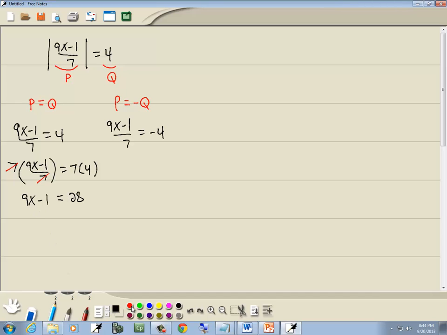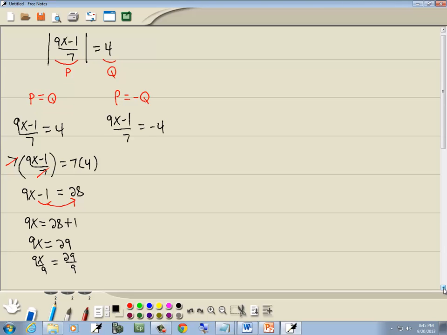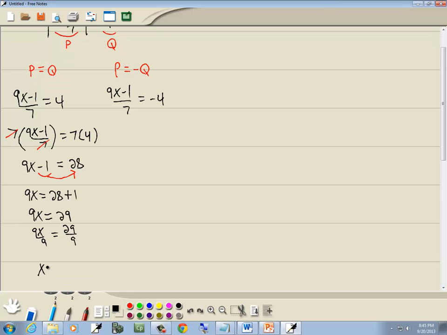Get everything with an x on one side, numbers on the other side. So I'm going to take the negative 1, move to the right side. Remember, when you take anything across your equals, your sign changes. So our constant term, the negative 1, becomes a positive 1. Combine together numbers in a step. 28 plus 1 is 29. Then the last step is divide both sides by the number in front of your x, which is 9. And we end up with x is equal to 29 over 9.